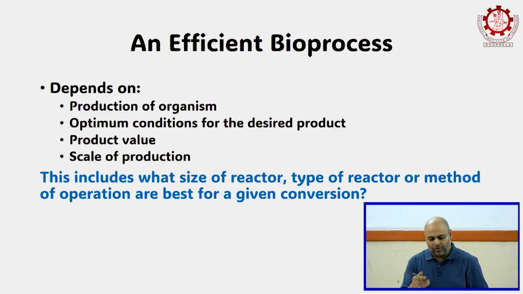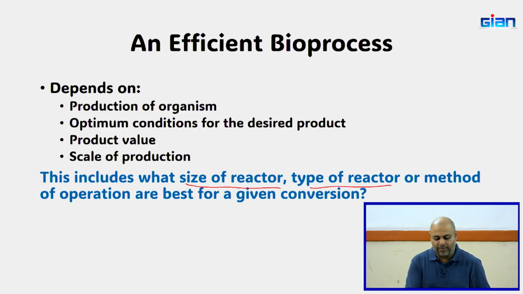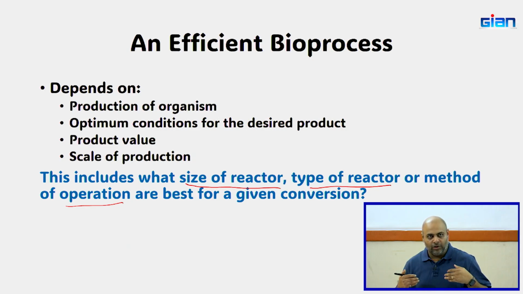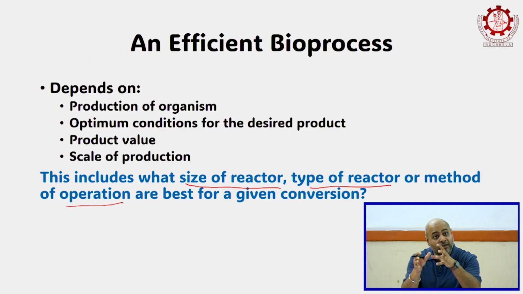So when we are trying to do the efficiency calculation, we have to look into the size of the reactor, the type of the reactor, and the method of operation that we are going to use, which will give you the best for a given conversion. So if you're converting substrate A into product B, you should make the right choice in terms of choosing the right reactor, the right size of the reactor, right? A single person does not need an airplane.